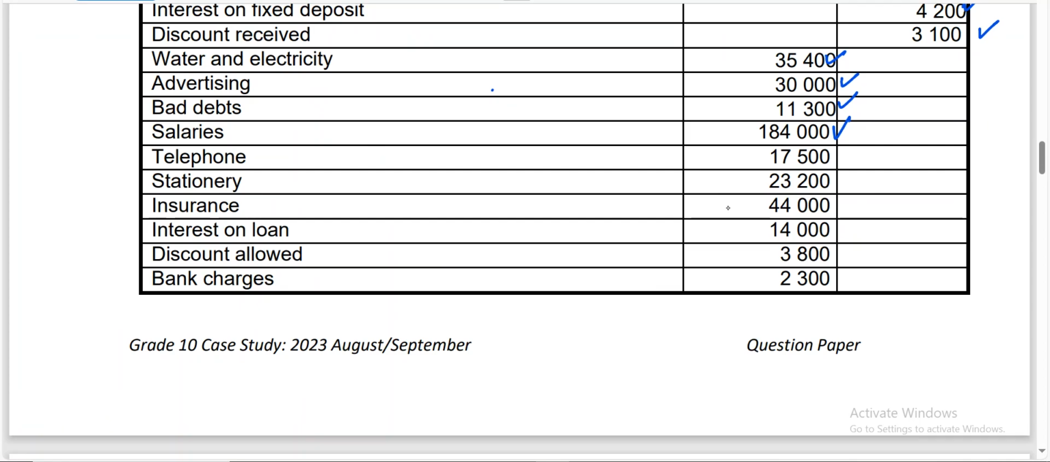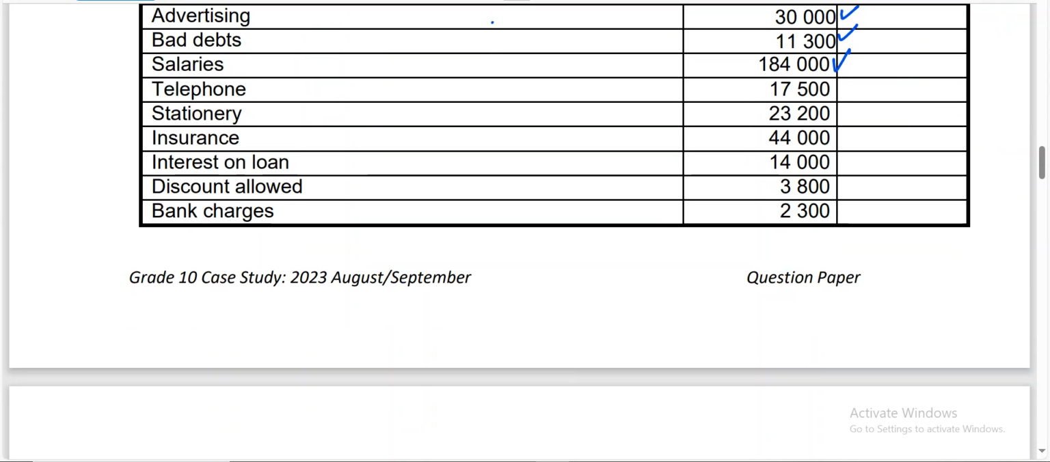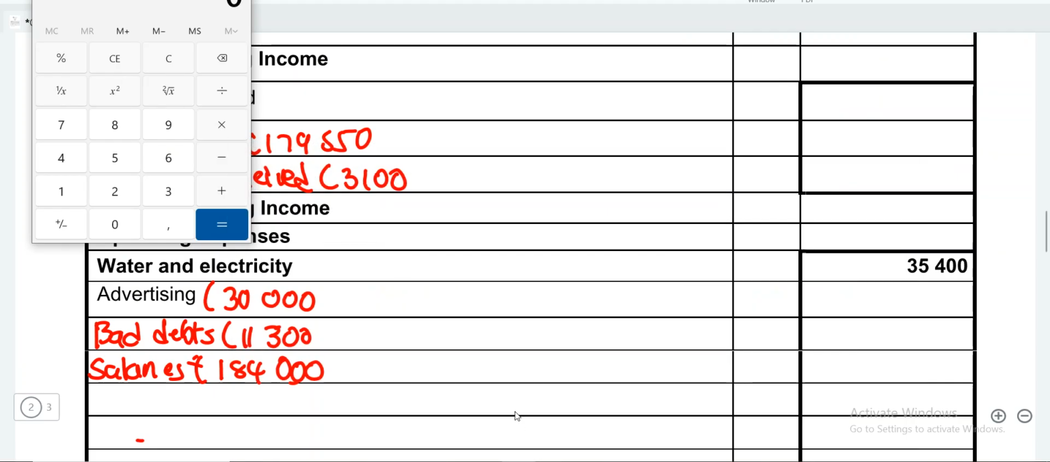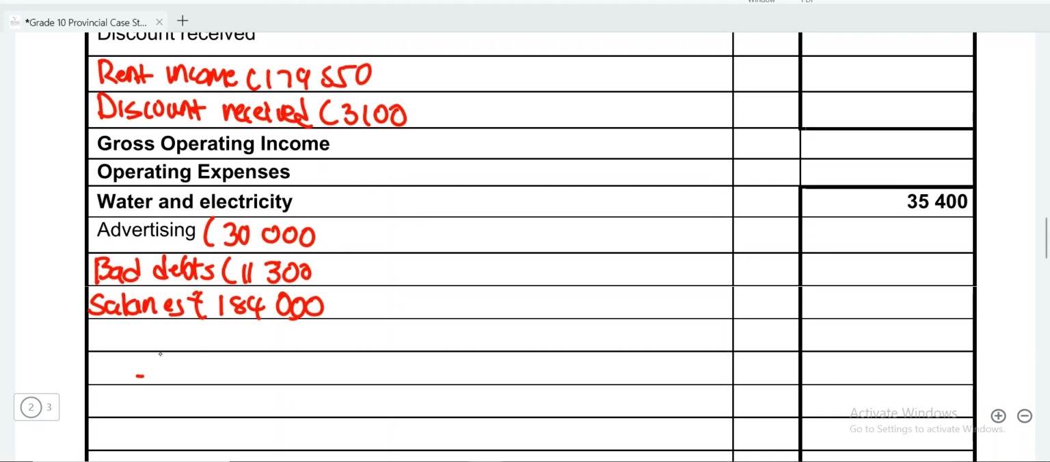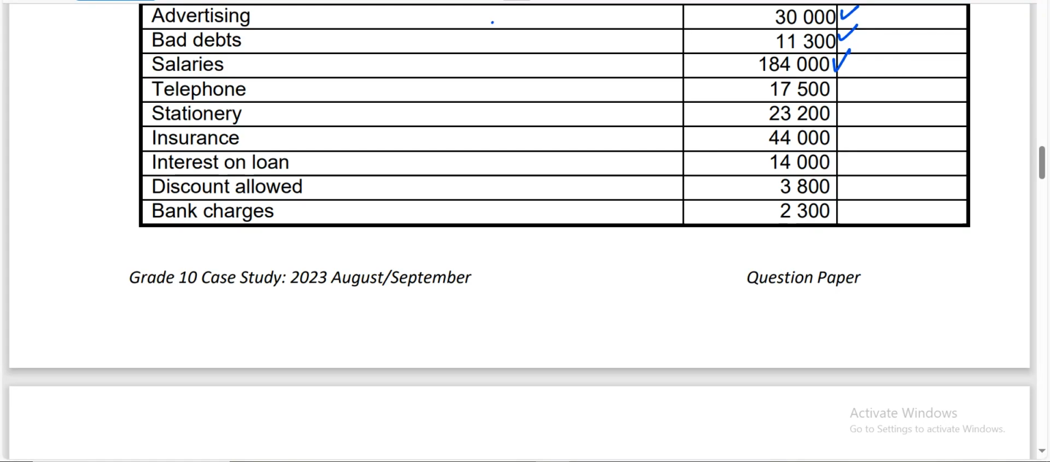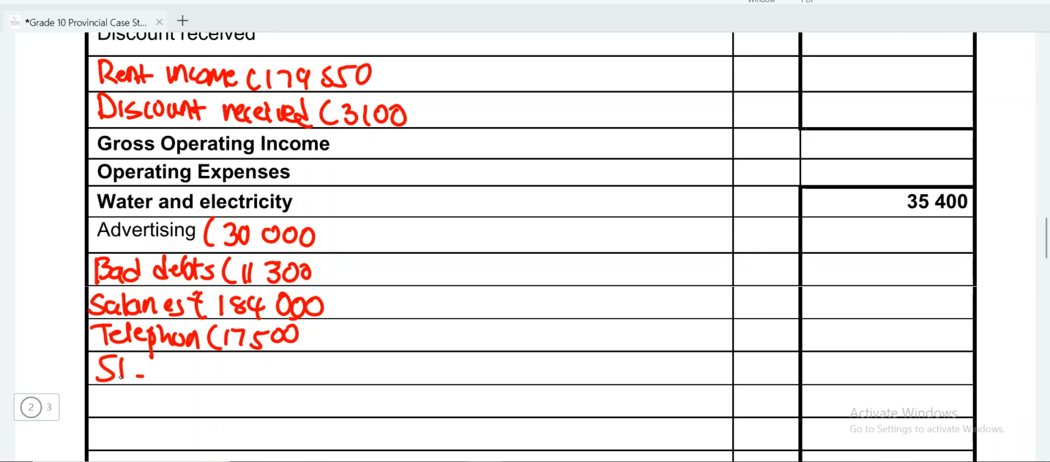Salaries has already been used, we have ticked it. We then have telephone for 17,500. So I'm going to include that telephone here, 17,500. Let me check if our information is correct. So definitely correct. Then we have stationery for 23,200. So we'll enter that stationery here, 23,200. And then next we go to the next one.